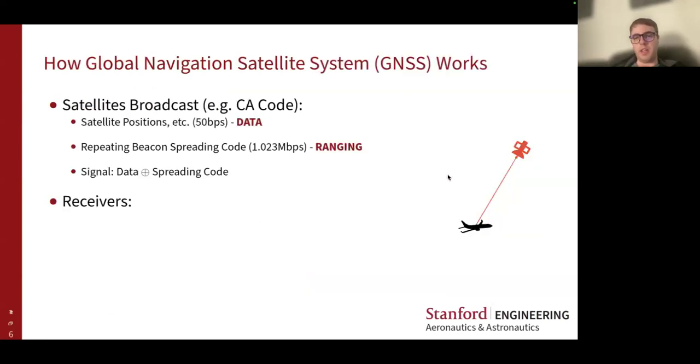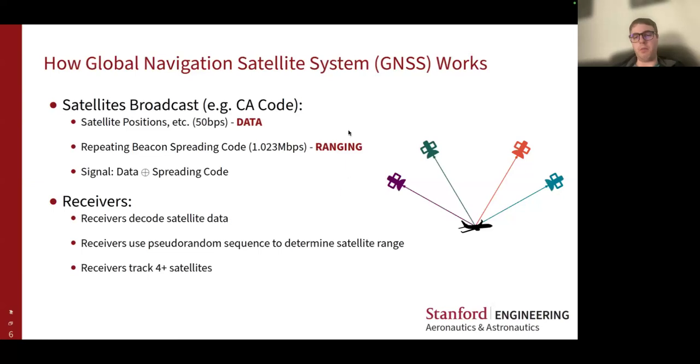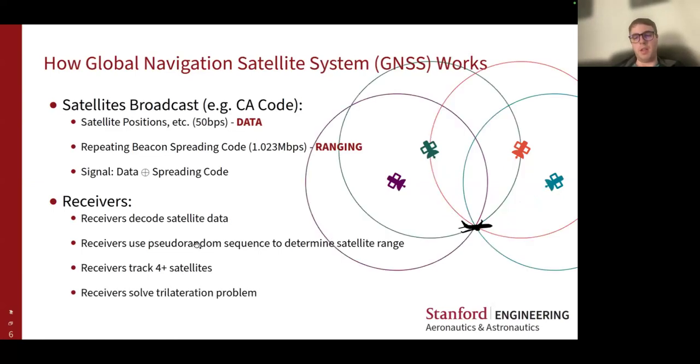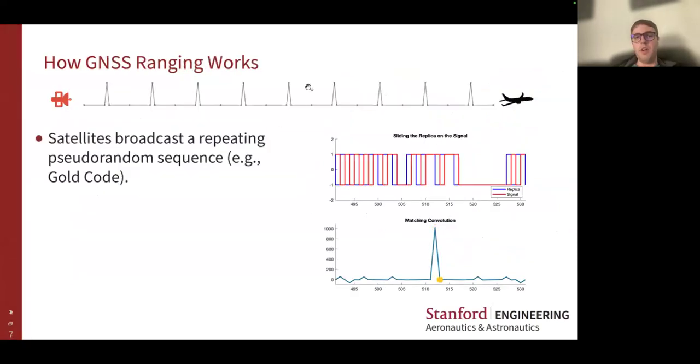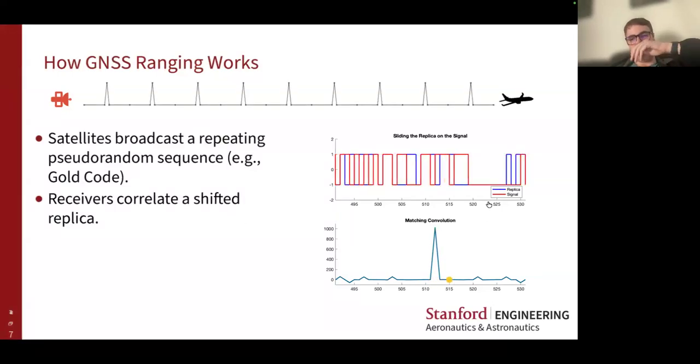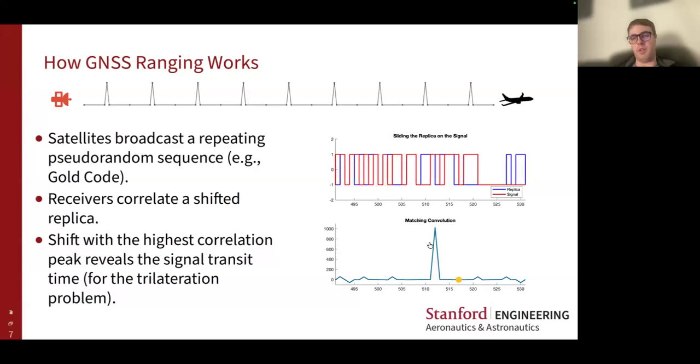Okay, so quickly, for an introduction. We've got data and ranging with GNSS, and usually those signals are XORed together, and the receivers track multiple satellites, decode the data, and then perform a trilateration problem. For the ranging component, the satellites are broadcasting a repeating beacon, something like a Gold code, and the sequence just goes over and over again. The receiver correlates a shifted replica. That's what this diagram on the right is demonstrating, with the top being the shift and the bottom being the matching convolution. When they're aligned, we have a high correlation, and the highest peak determines the range.